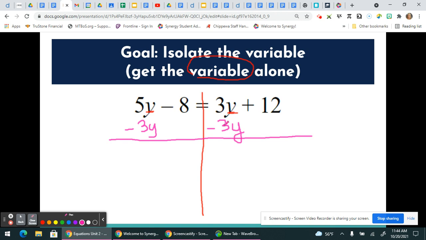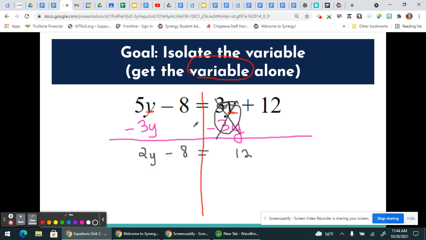I want it to cancel. I don't want the y there anymore at all. So now my 3y's eliminate. They're gone. It's a big old 0. It's empty. So let's look at what we've got left. I've got 5y minus 3y, which is 2y. 2y minus 8, which equals 12. Okay, so 2y minus 8 equals 12.